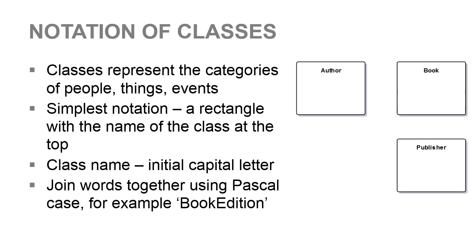The term camel case applies when the first word has an initial lowercase letter and is usually used for attributes and operations. Names can have spaces in them, but because we're usually modeling things that will become classes in a programming language, we don't include spaces. The diagram here shows three classes called author, book, and publisher.